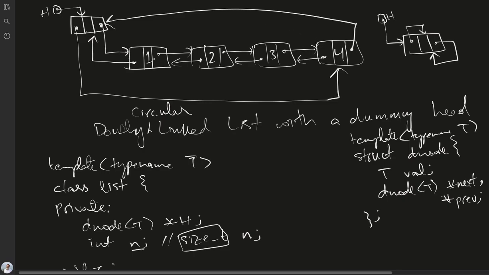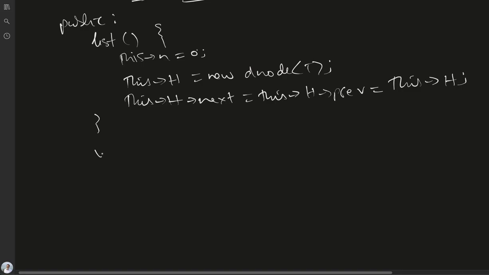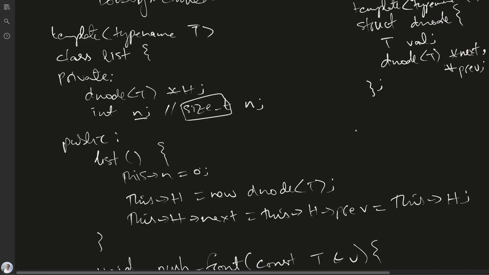And let's implement a few functions. For example, if we want to implement the push front function, which basically inserts a node at the start of the list, we can implement it. So its return type would be void push_front. It would take a value that we want to insert in the list, const T& v. So let's say this is the value that we want to insert.